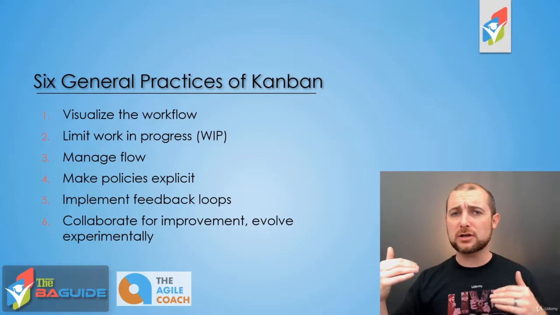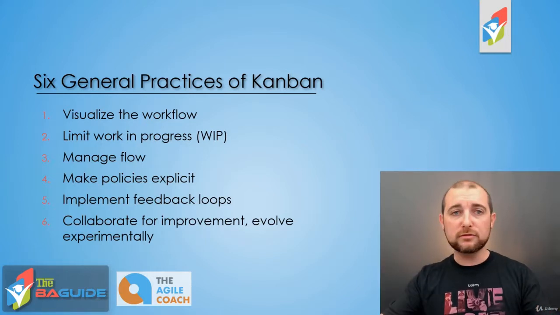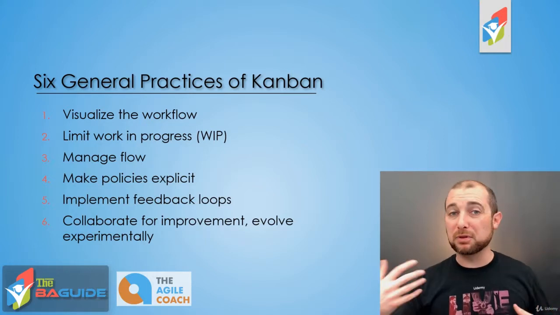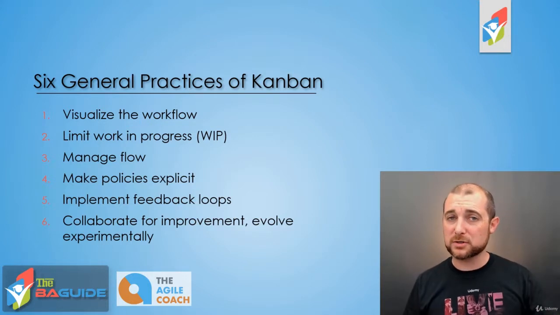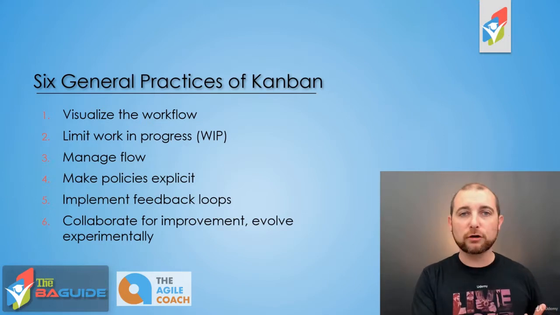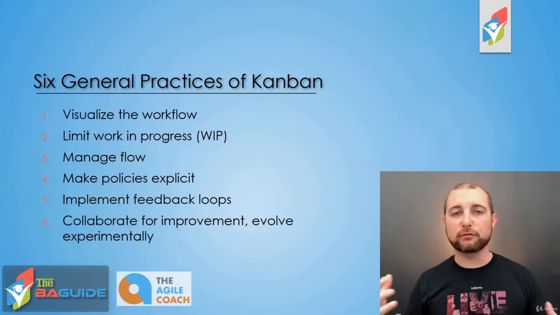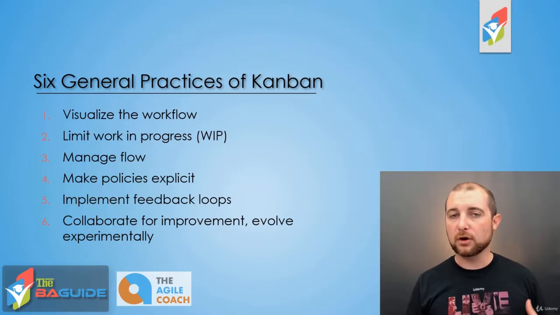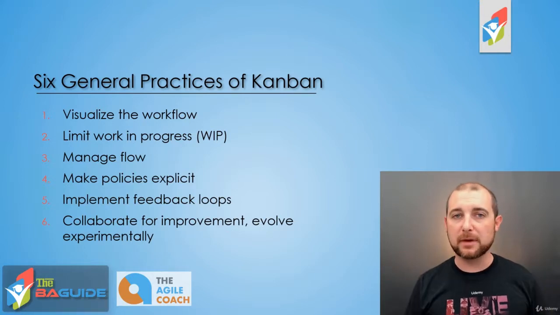Write them down. Make sure everybody's aware of when you move tasks or how you manage blocked tasks or tasks that are in progress but are stuck. By having those policies explicitly documented, not only will it make it easier for everybody in the team to ensure that they're following the same type of process, but it also helps continue to move those tasks as efficiently as possible. Number 5 is all about implementing feedback loops.